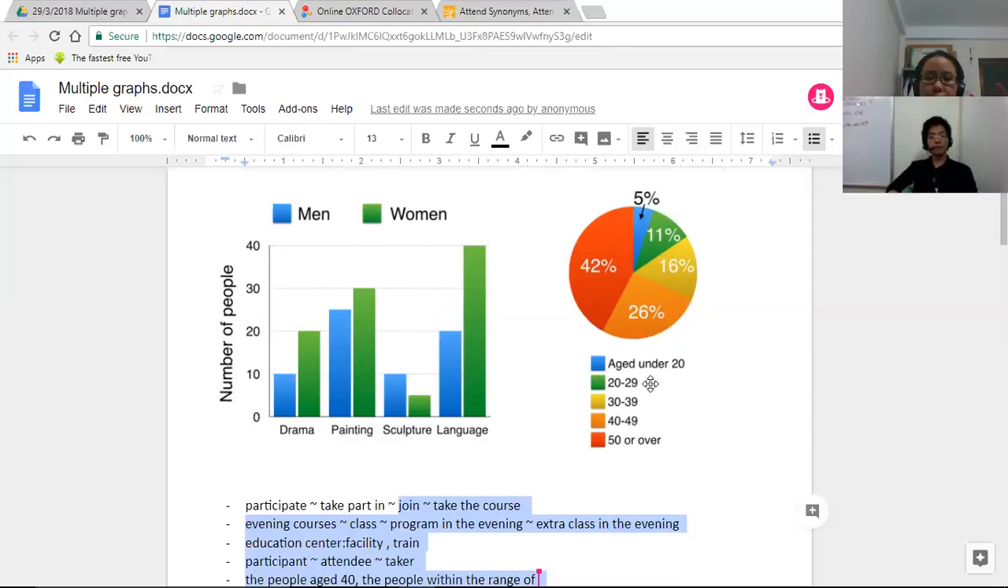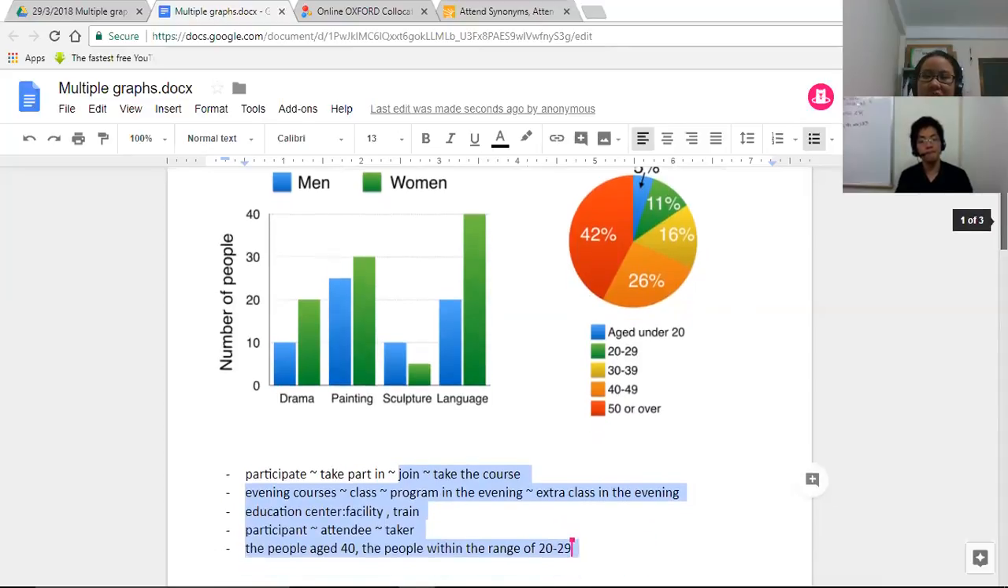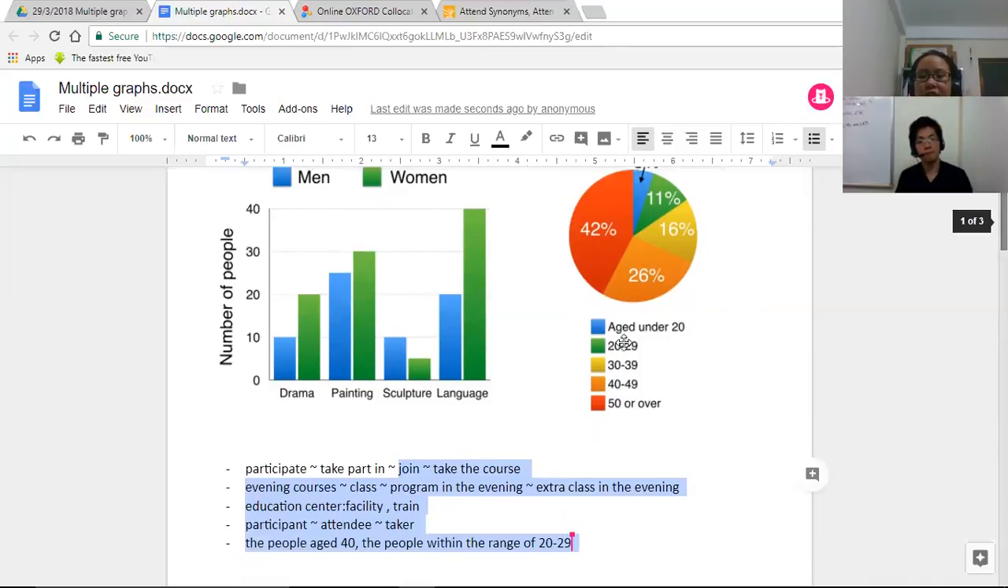Okay, so you can say within the range of 20. You can copy the numbers, the way they write the numbers here. Within the range of 20, 29. Can I write it like this, the hyphen? Yes, you can use the hyphen. Don't worry about that because this is a report. You can use the way they use the numbers. Or you can always use more words. You can always say within the range of 20 to 29 years old.